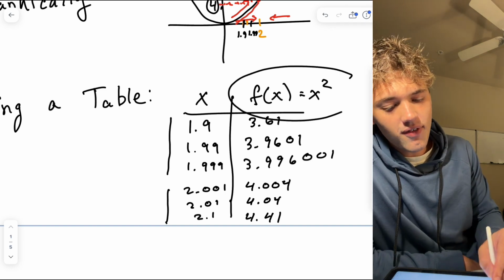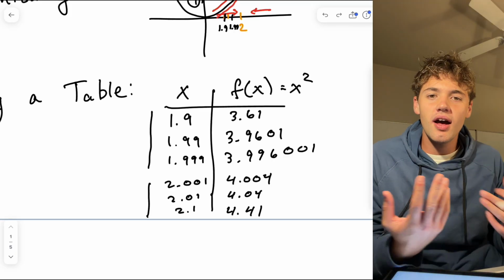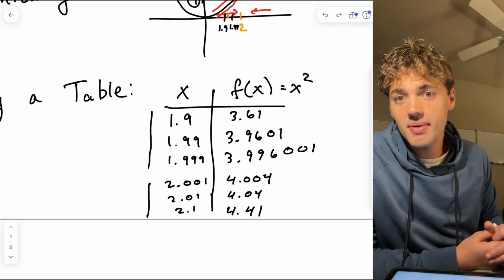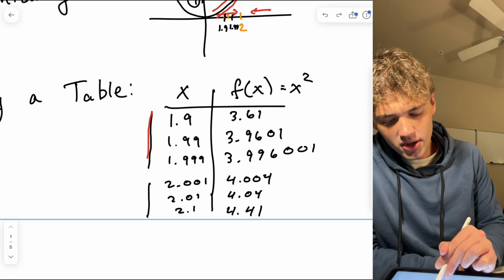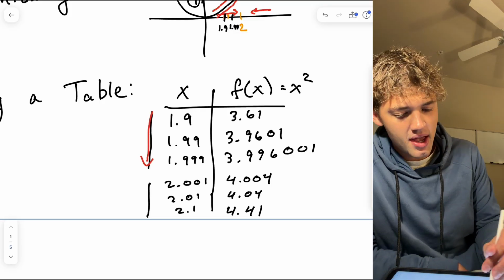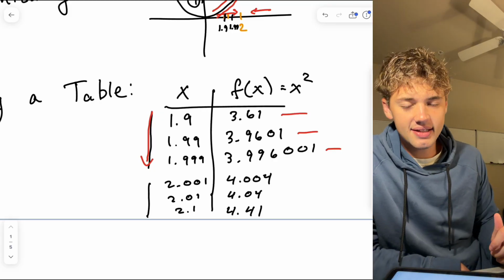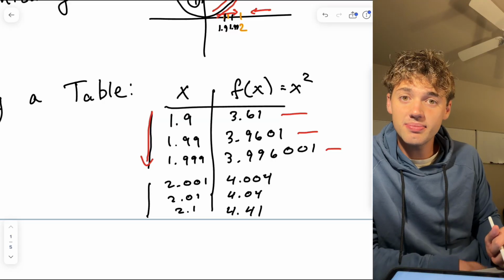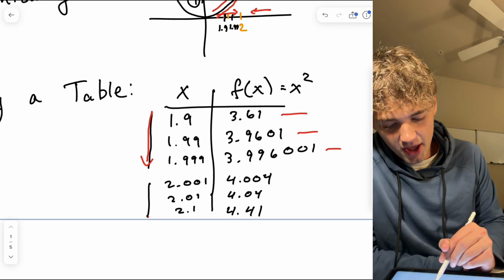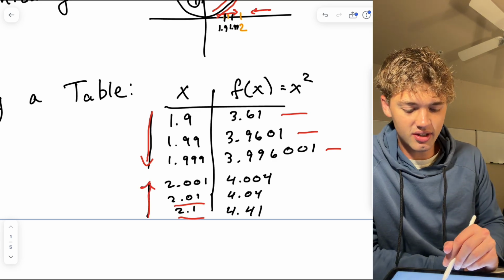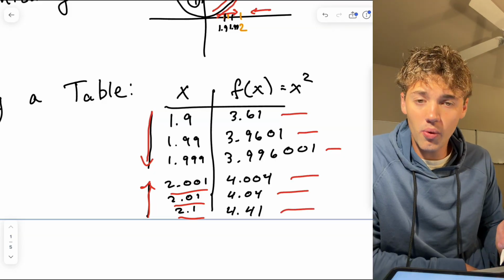So we want to look at the function values and see how they're being impacted to give a feeling of what the limit might be, estimating what the limit is. And we can see that as we increase our x value closer and closer to 2, we go 3.61, 3.9601, 3.996001. What this means is it's getting closer and closer to the value we're expecting. And if you do it from the other side, 2.1, 2.01, 2.001, we are also getting closer and closer to 4.